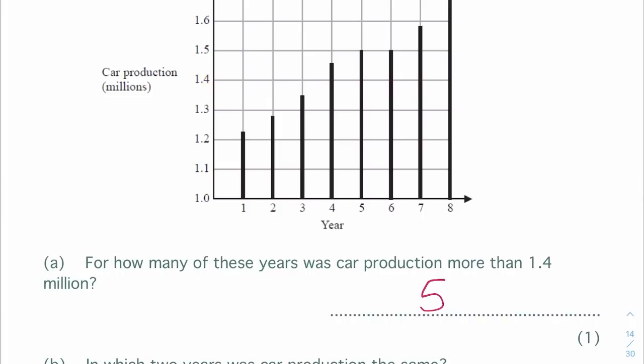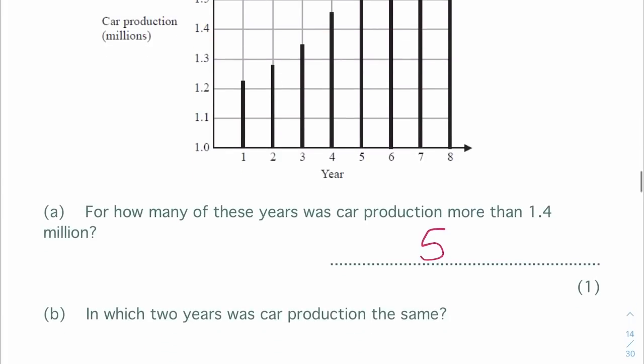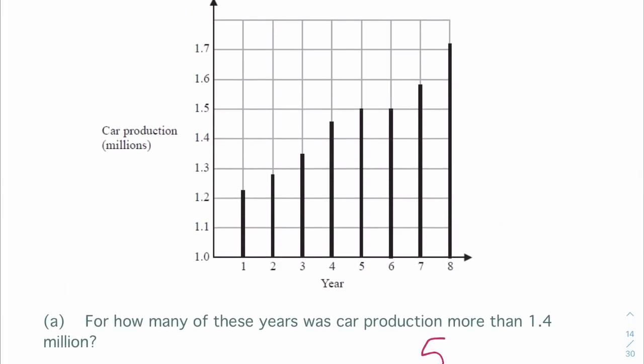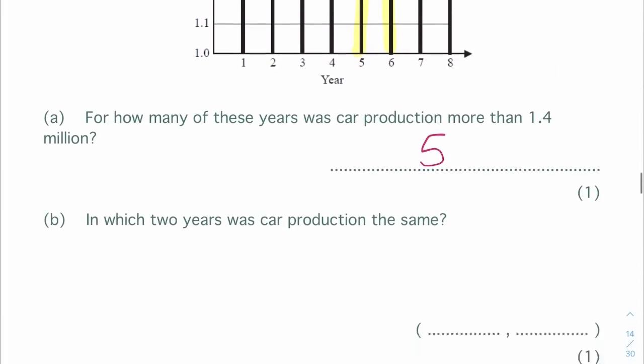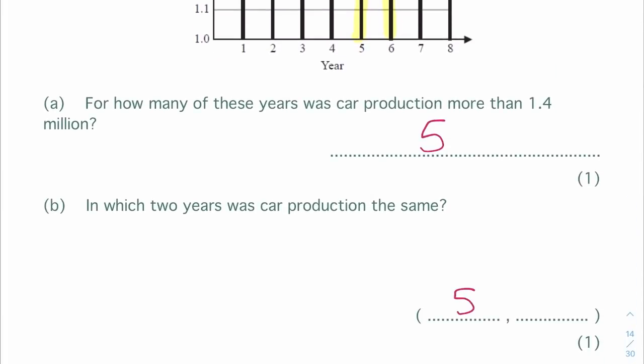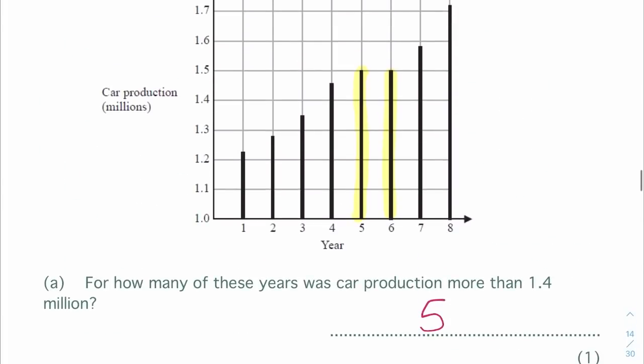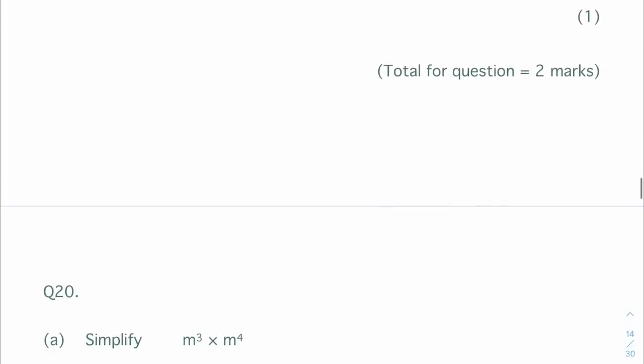So there we go, that's nice and easy. Let's see what else we've got. So in which 2 years was car production the same? So you just want to see which ones are the same height. So we've got this one here and this one here. So years 5 and 6. So there we go, put that in, 5 and 6. Right, and that's the end of that question. That's just interpreting a graph. Okay, so on to our next one.